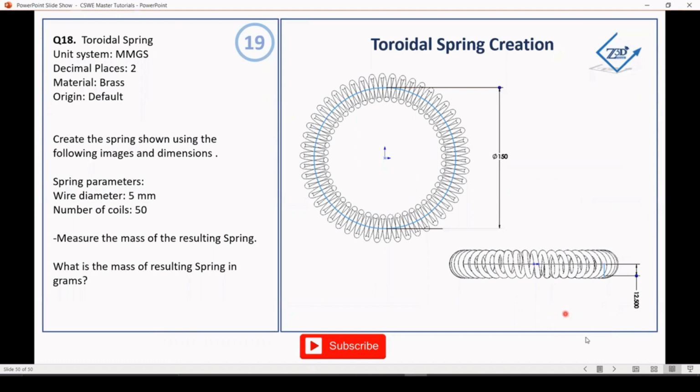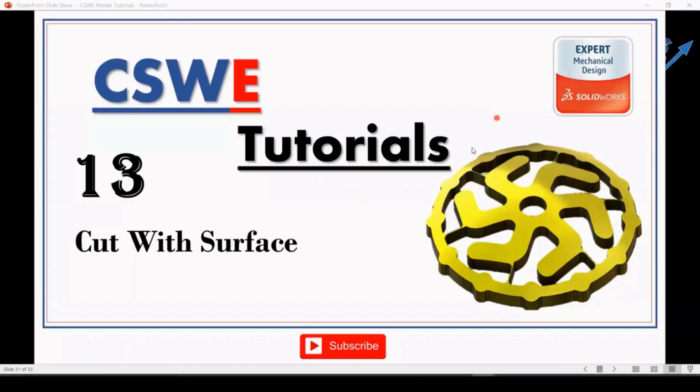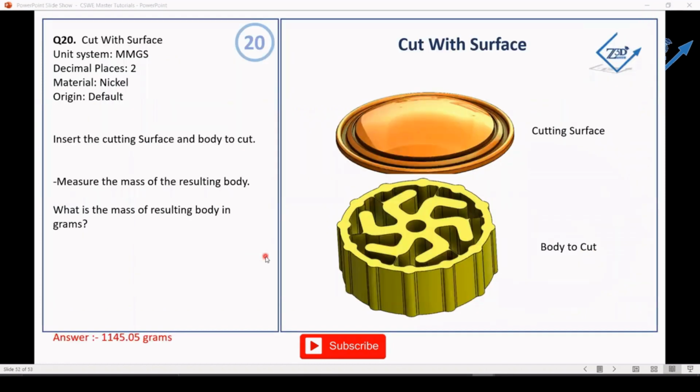Now in the next question we have to use cut with surface. This question is interesting. So we have to insert the cutting surface and the body to cut. Measure the mass of the resulting body. The mass of the resulting body is in grams. We have to measure the mass in grams.